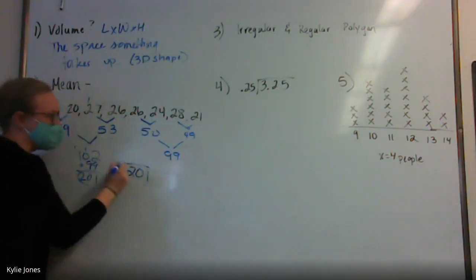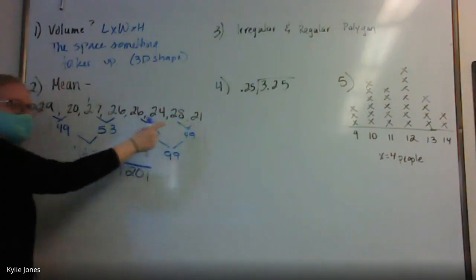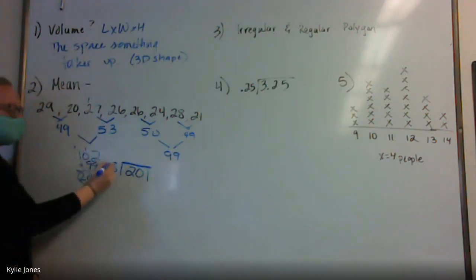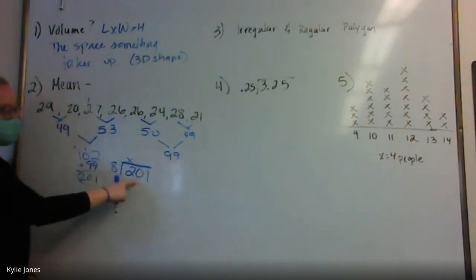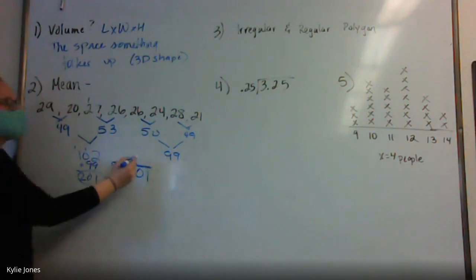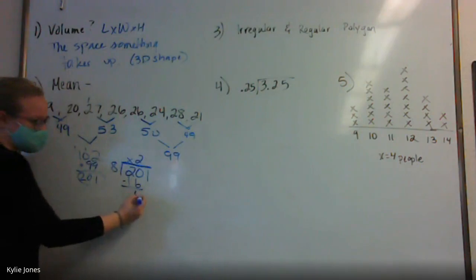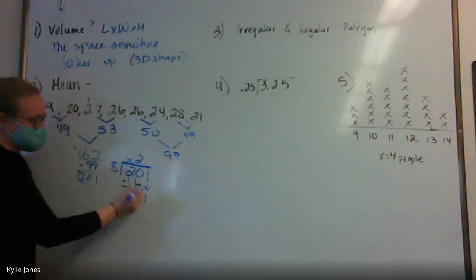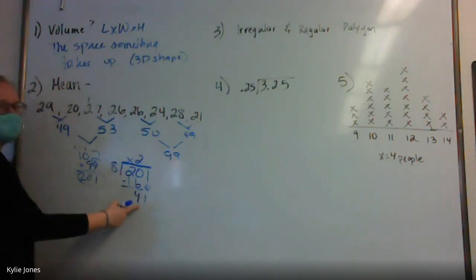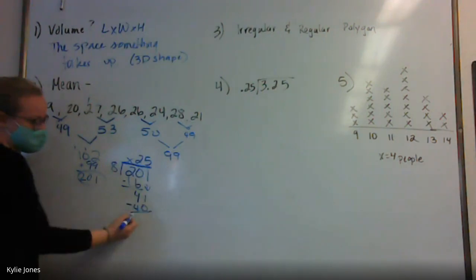201 divided by what? 8. 1, 2, 3, 4, 5, 6, 7, 8. There's 8 numbers, so we divide by 8. Does 8 go into 2? No. Does 8 go into 20? Yes, 2 times. And it's 16. 20 minus 16? 4. Drop down your 1. Does 8 go into 41? 5 times. Subtract 40. Equals 1.